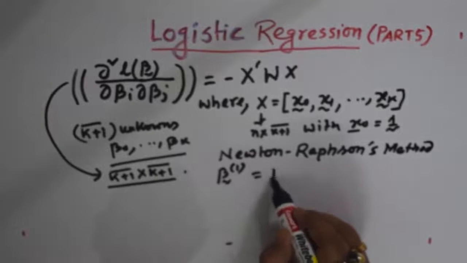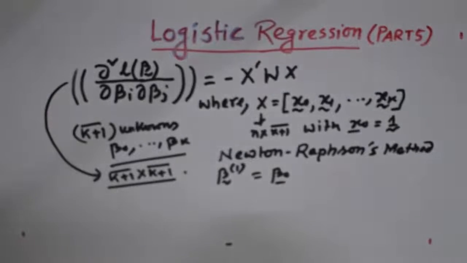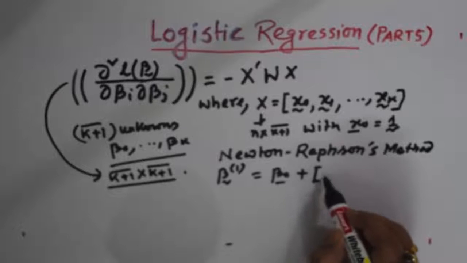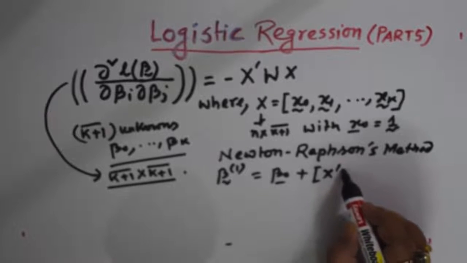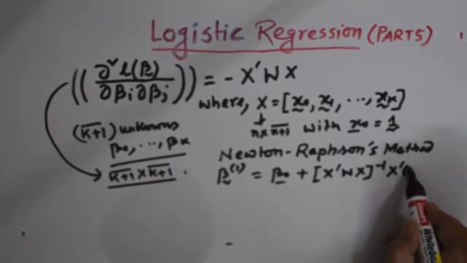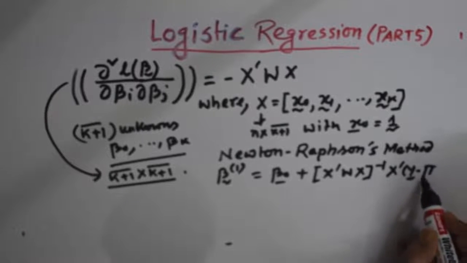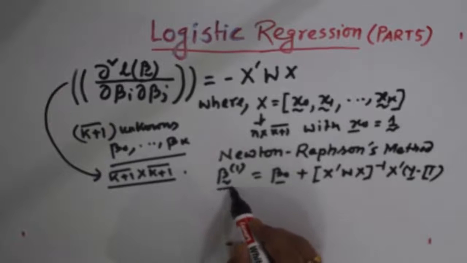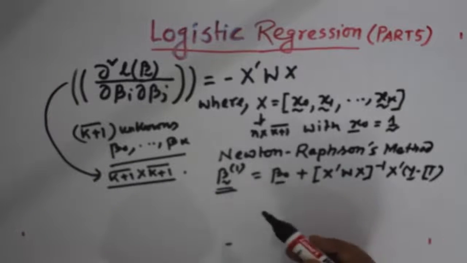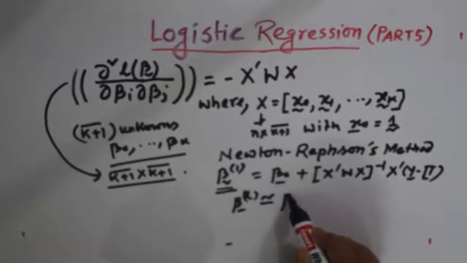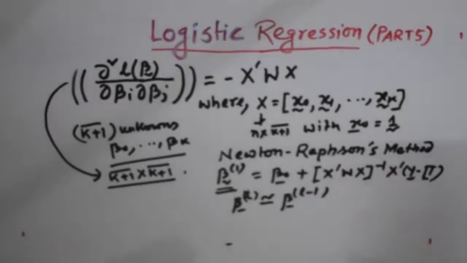Suppose beta naught curl is our initial guess, then the first approximation is obtained from this, and we proceed to the second approximation using beta 1 and so on, and this process continues till beta L curl is approximately equal to beta L minus 1 curl up to the desired degree of accuracy.